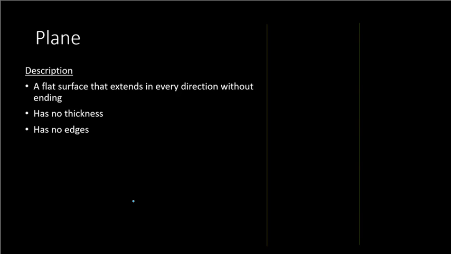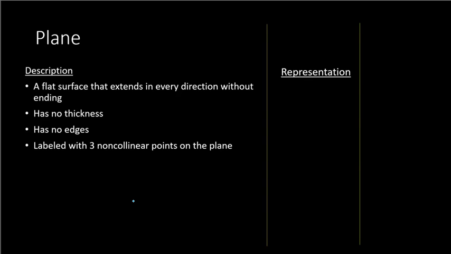Now, the way we can name a plane typically is with 3 non-collinear points on the plane. And a picture of this, by the way: a plane keeps going forever without ending, but if you had to draw one on a sheet of paper, you would kind of draw it like this. So it's a slanted rectangle. This would be called a parallelogram, but it's going to look something like this.